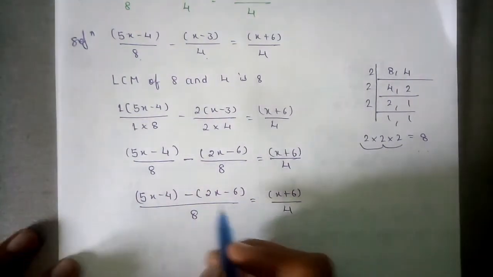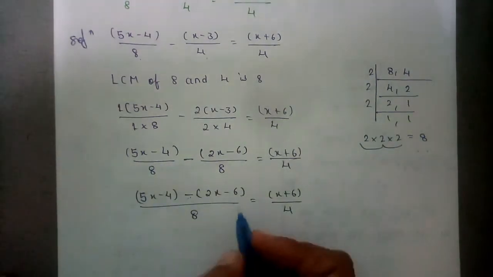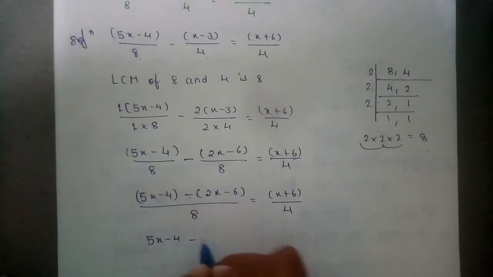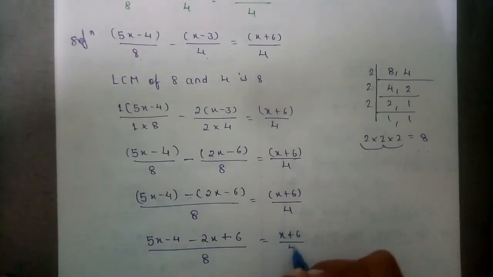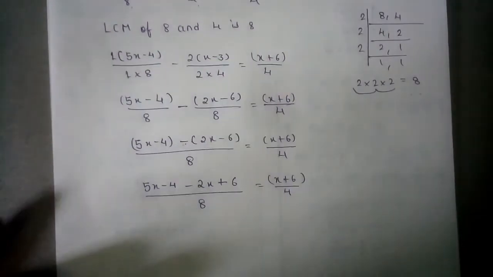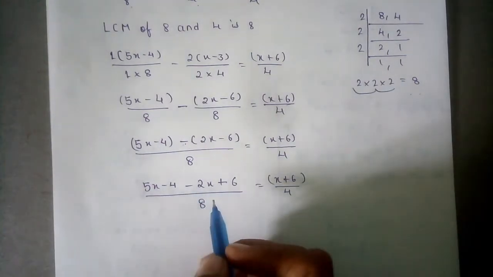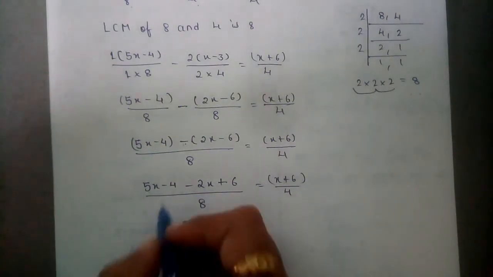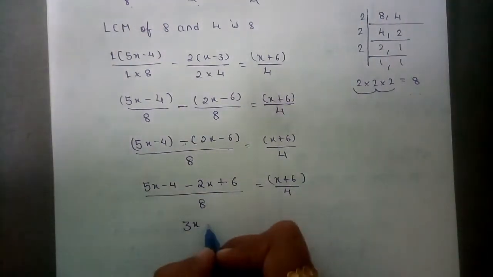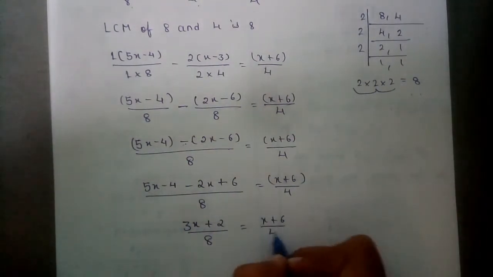Now here remove the bracket, and the minus sign which is given outside the bracket, multiply this sign with the signs which are given inside the bracket. So that is 5x minus 4 minus 2x, then minus minus will become plus, so that is plus 6, divided by 8 equals (x plus 6) divided by 4, write as it is. Then next, here both are variable terms and here both are numerical terms, so we can simplify, that is 5x minus 2x will become 3x, and minus 4 plus 6 will be plus 2, divided by 8 equals (x plus 6) divided by 4.